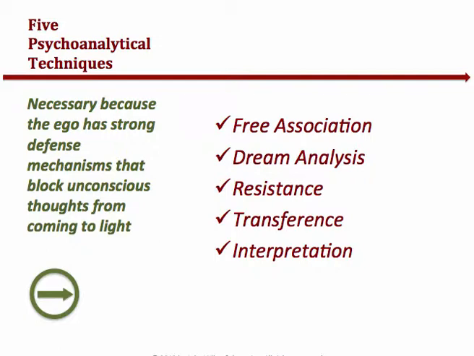The analysis of resistance is also believed to provide some information about the unconscious. Resistance is essentially anything that the patient does that disturbs or prevents the therapy from moving forward. So in the case of free association, if a patient were to say, I can't think of anything to say, or if they said they couldn't remember their dreams, or if they simply just didn't show up to therapy, those would all be things that the therapist would attempt to interpret as resistance.